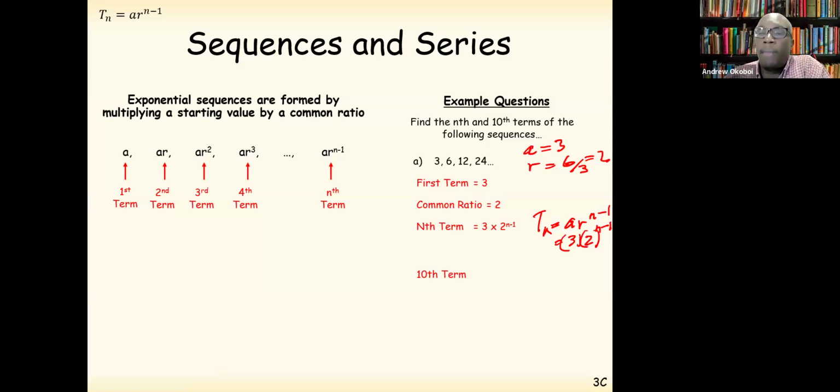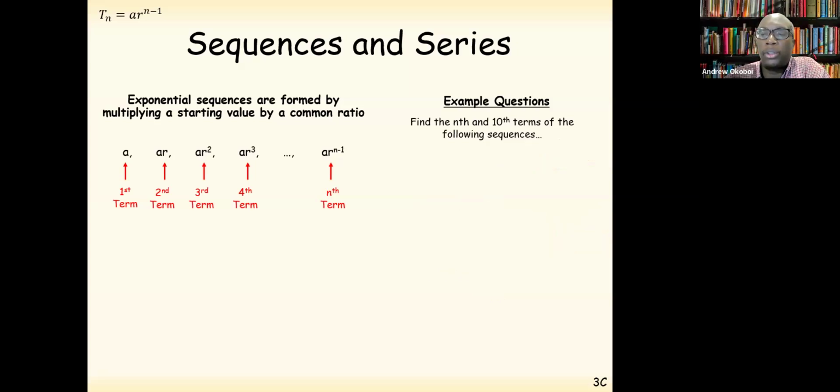For our 10th term, we now know that n is equal to 10. So we will multiply 3 times 2 to the power 10 minus 1, which is 2 to the power 9. Of course, you can do that on the calculator and get 1,536. So that's the 10th term, and that question is complete. With these kinds of questions on exponential sequences, once you're able to find A and R, they become much, much easier to do.